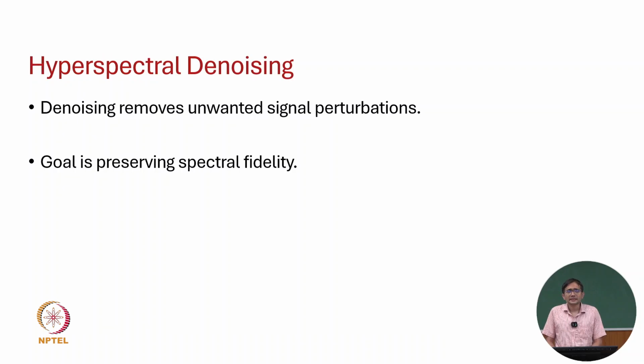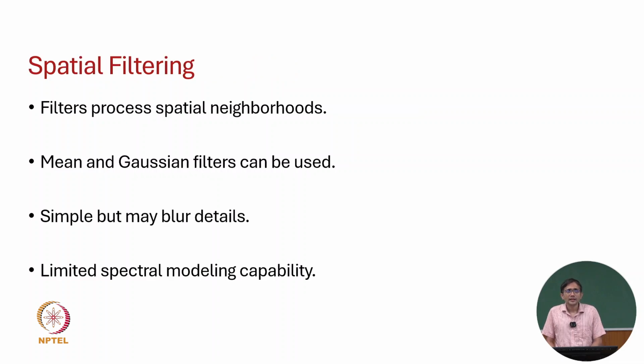The hyperspectral denoising removes unwanted signal perturbations, while the goal is to also preserve spectral fidelity. Spatial filtering could be one option there, which process spatial neighborhoods. Mean filter, Gaussian filters, they can be used. They are indeed quite simple, but at the same time may blur details, and they also have limited spectral modeling capability.